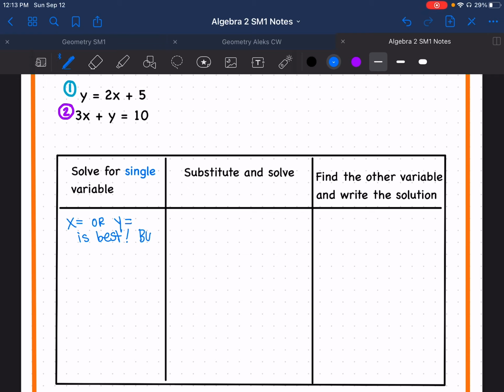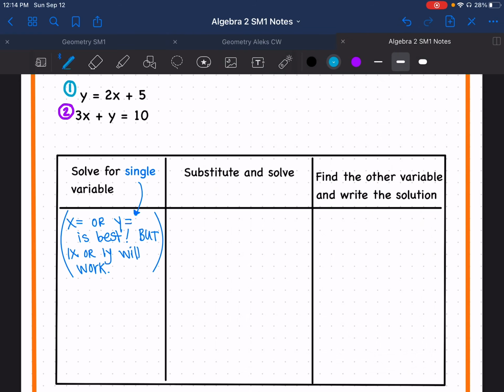But 1x or 1y will work, okay? So when I'm looking for my single variable, I'm looking for x equals or y equals. That's what I truly, truly want.